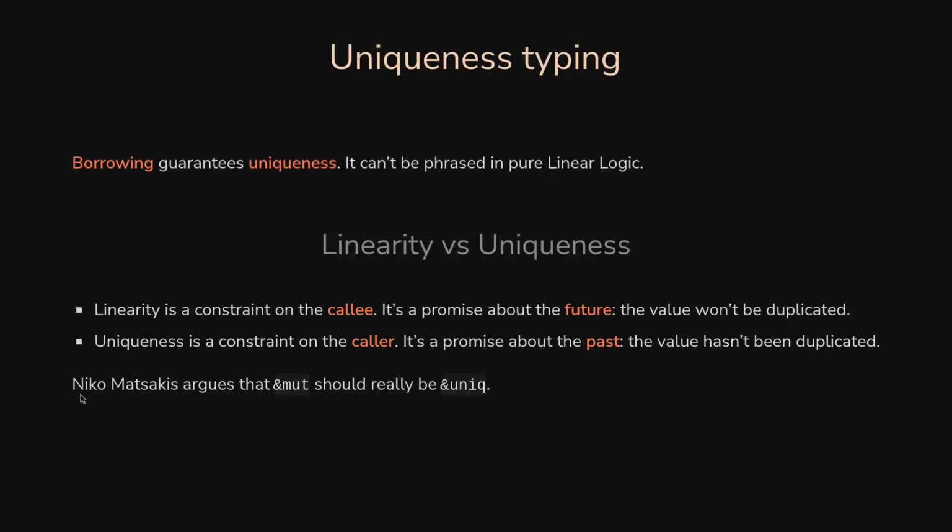What's the difference with linearity? In fact, the two are dual in some sense. And indeed, borrowing cannot be expressed in pure linear logic. So one way to see it is that linearity, if you are a linear function, is a constraint on the code. An example in Rust is that if you take FnOnce as an argument, a closure that you can call once, FnOnce is the same idea as linear. The constraint is on you. You can only call it once. You cannot call it twice. The caller or the person implementing the FnOnce can do whatever they want.